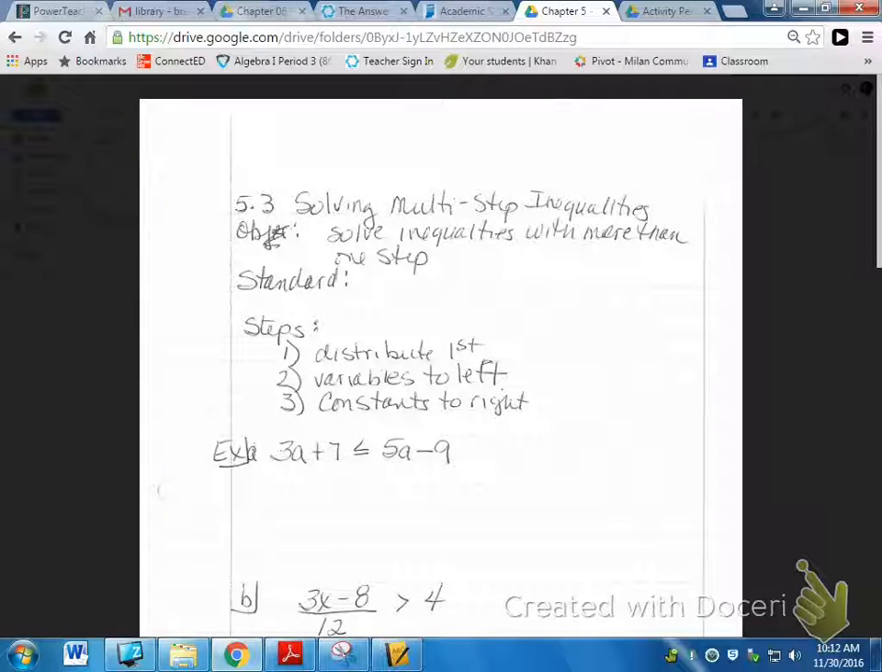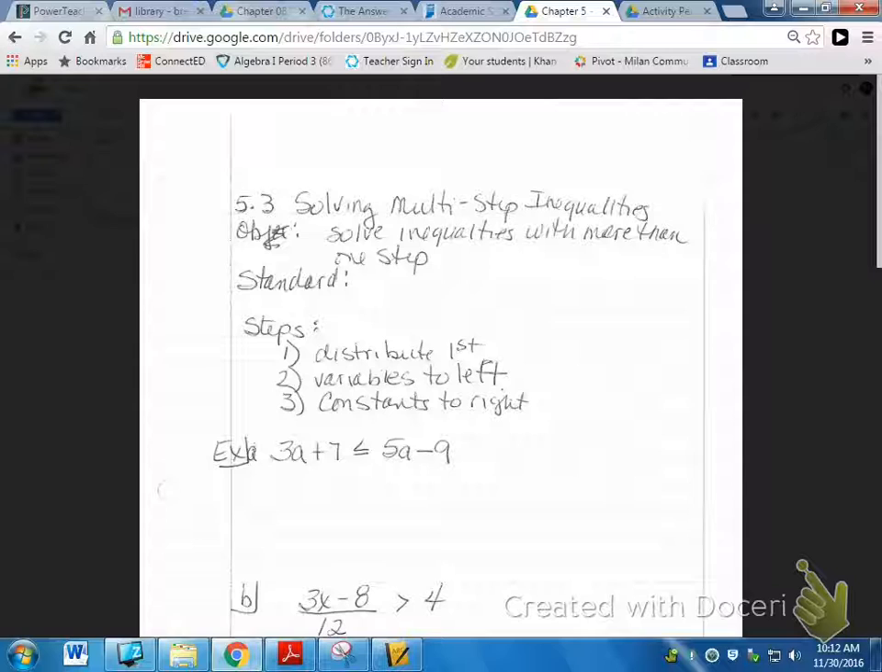Lesson 5.3, solving multi-step inequalities. So we are going to solve inequalities with more than one step. We're going to take what we did the last 2 days and kind of combine them together. We're following the steps listed there, but also the steps from the poster.